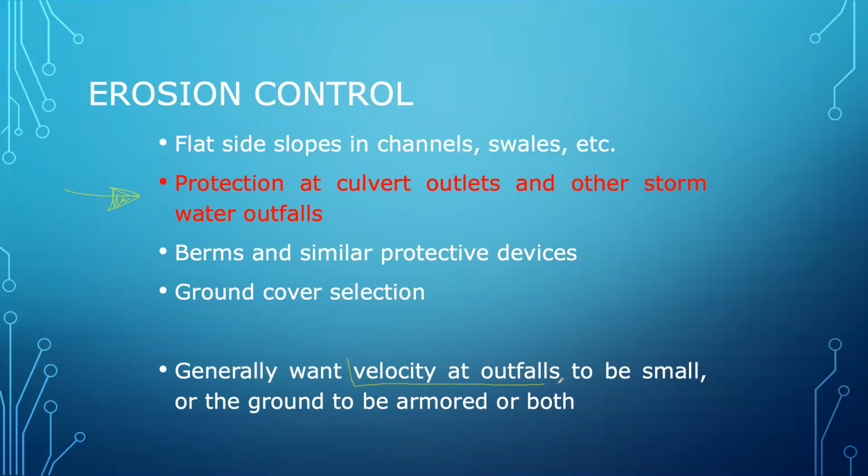So our general goal is we want velocity at outfalls to be small. Doesn't mean a discharge has to be small. We just want the velocity to be small. So if we recall back earlier in our open channel stuff, if we had this channel carrying a particular flow, the velocity is simply the flow divided by the area. We can reduce the velocity by making the cross-sectional area bigger. So there's actually a technique called a level spreader that does that.